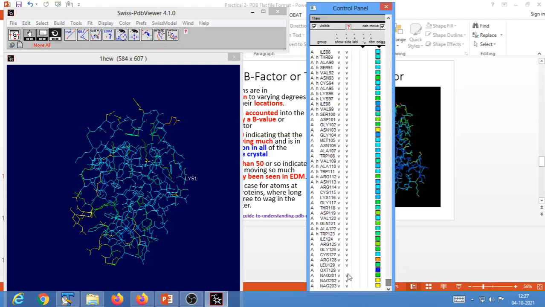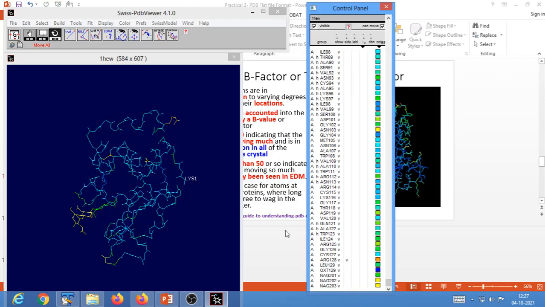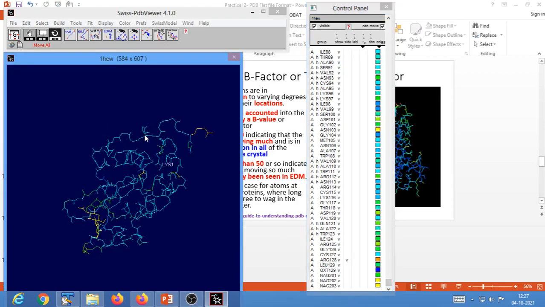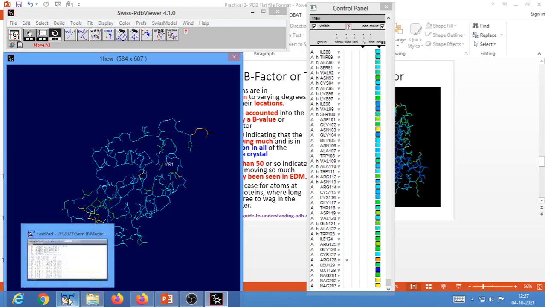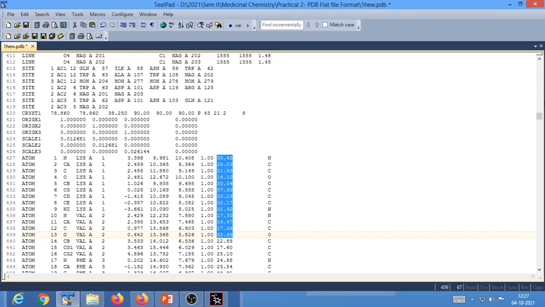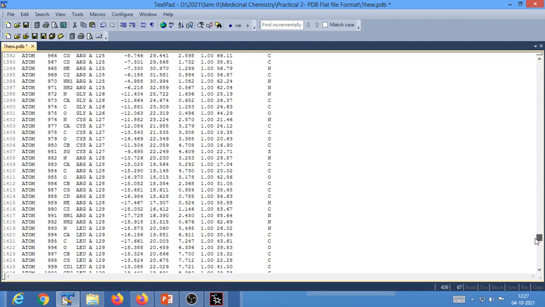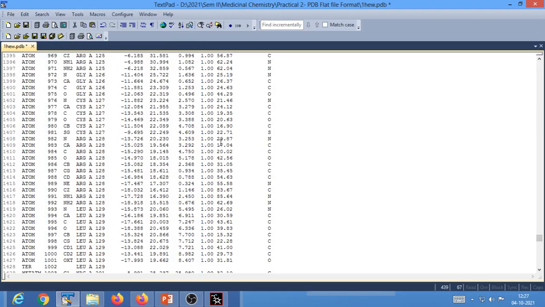Okay, so now this arginine 128 appears to have one of the highest B factors. Well, now let us look at where exactly this arginine 128 is located in your PDB file. It is one of the last amino acid residues, 128, and you can see the data for arginine 128.